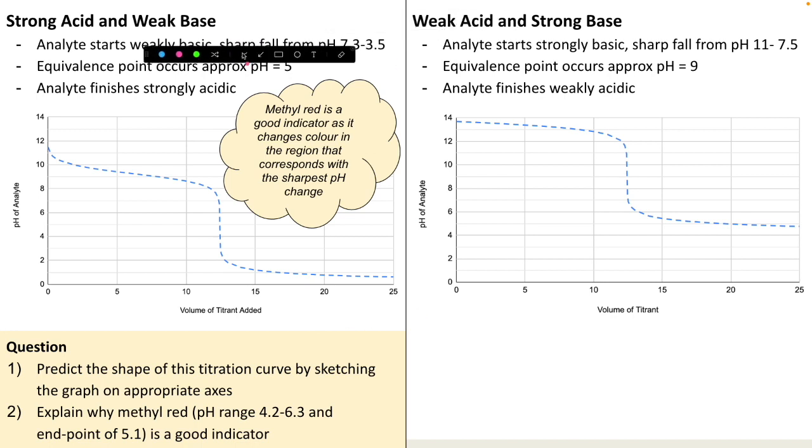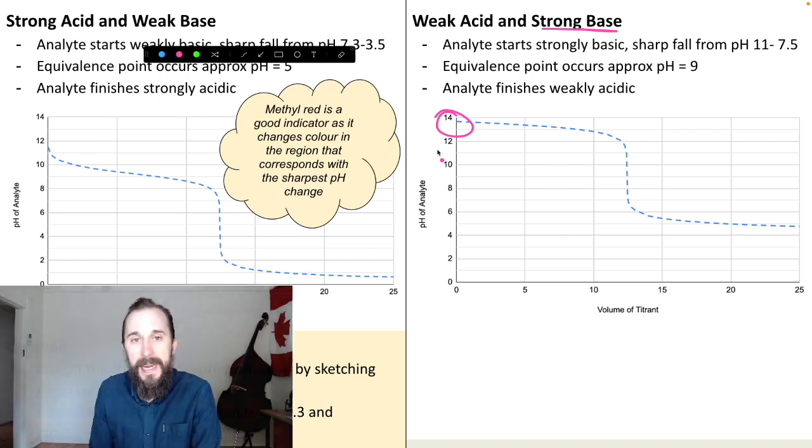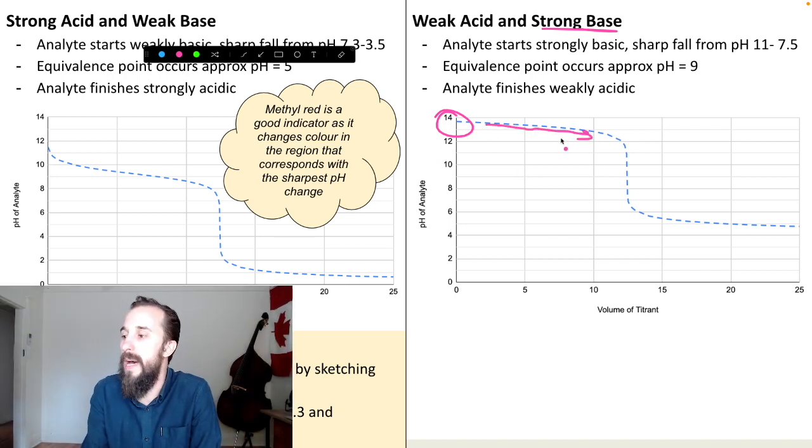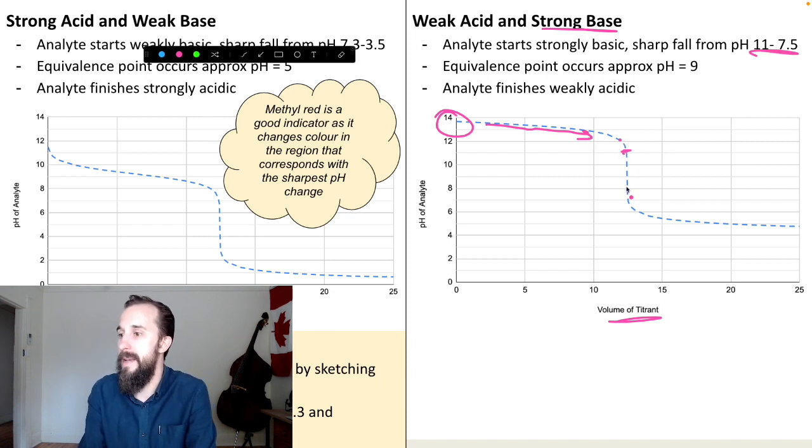We have the strong base that we're starting with, so we're up in this region of 14 again, very basic. And then we have small amounts of titrant; depending on what our acid-base reaction is will depend how much you've got to add to reach that equivalence point. But then we have the sharp fall from pH 11, which is there, down to 7.5, like that.